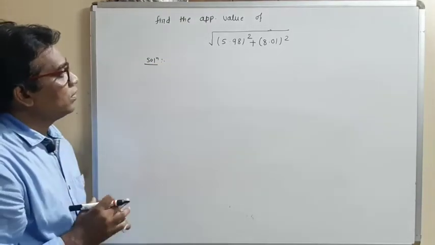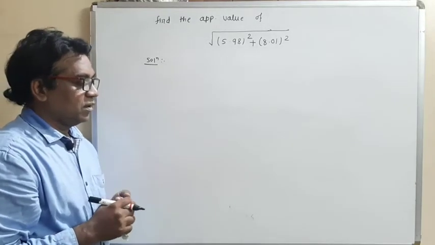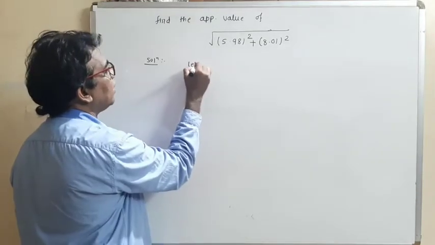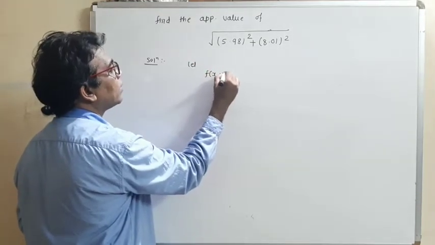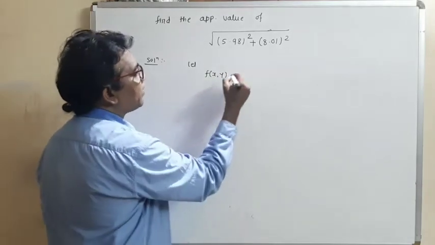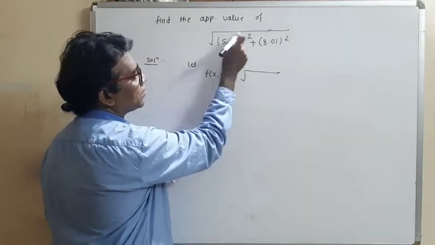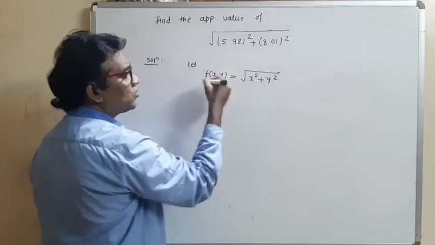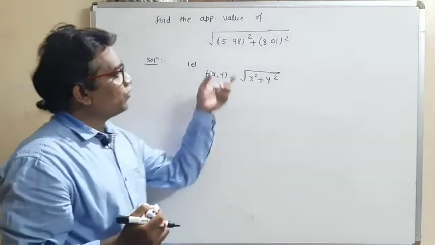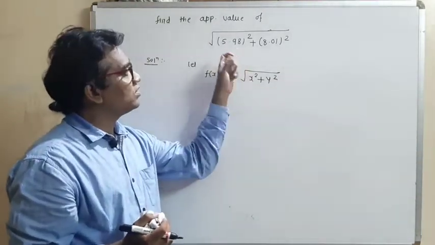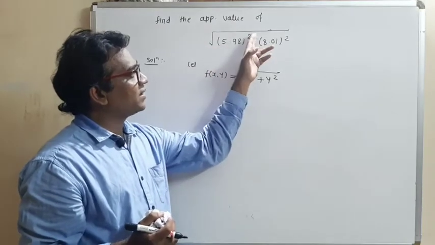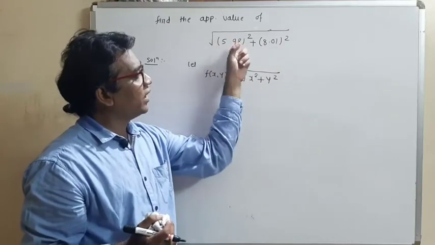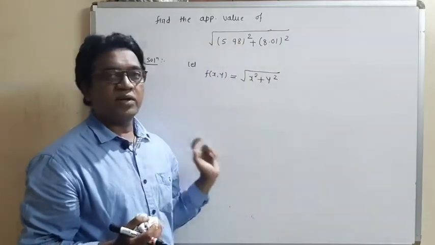Now first of all, from the given function, we identify the given function. So write down the given function. Let, now what is our given function? It is just like under root x square plus y square. So this is our given function. We want to find out the approximate value of this function, which is under root 5.98 bracket square plus 8.01 bracket square. So this is just like under root x square plus y square. So that is our required function.